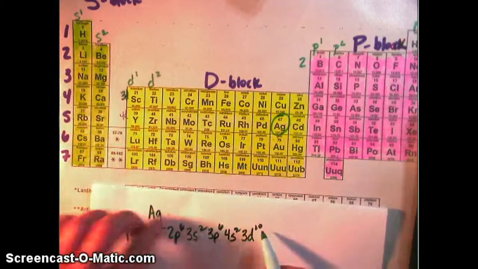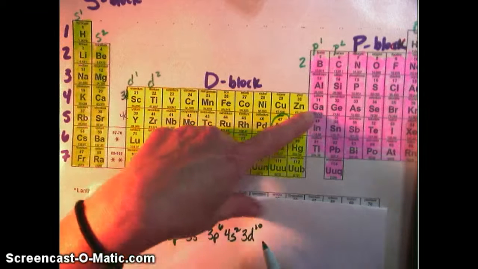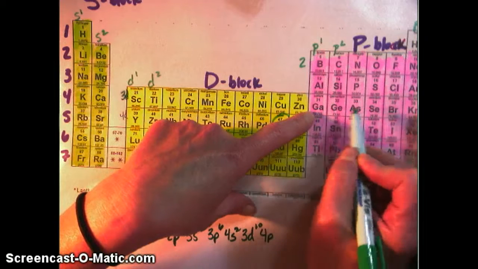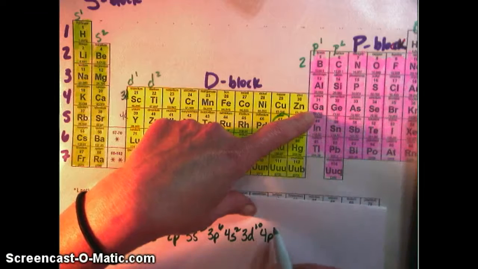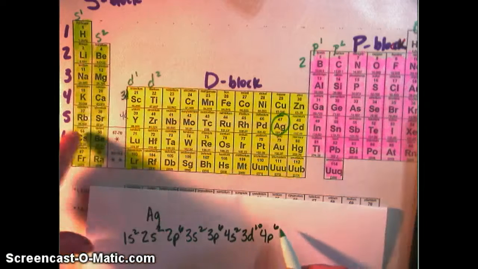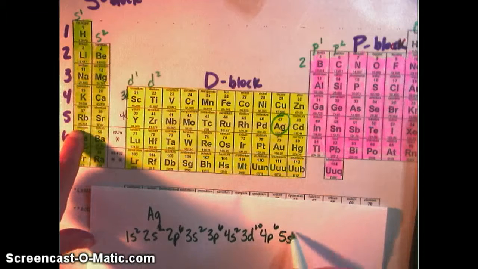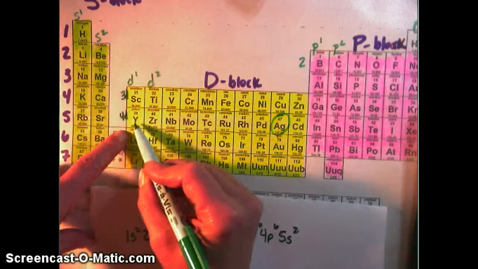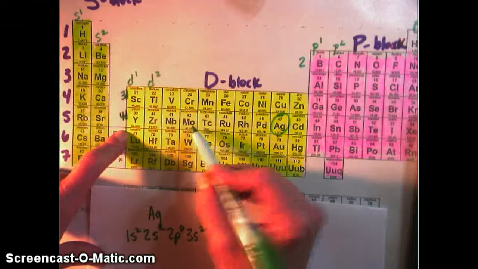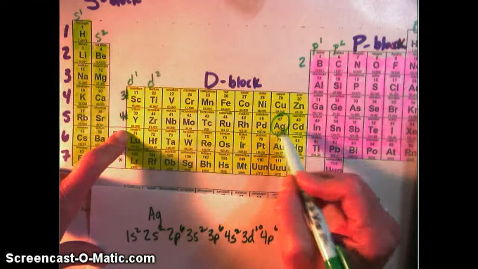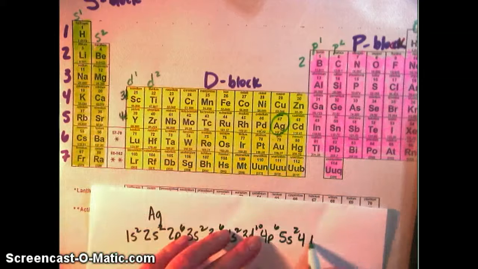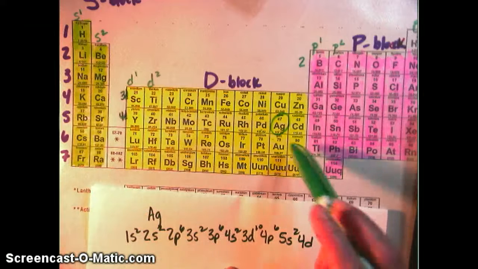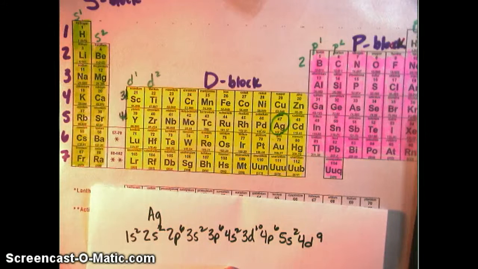So after 3D10, we're going to go back up to 4p, and we're going to count across 1, 2, 3, 4, 5, 6. And then 5s, 1, 2, and then this is going to be 4D, 1, 2, 3, 4, 5, 6, 7, 8, 9. And if we counted all these exponents, they should equal 47.